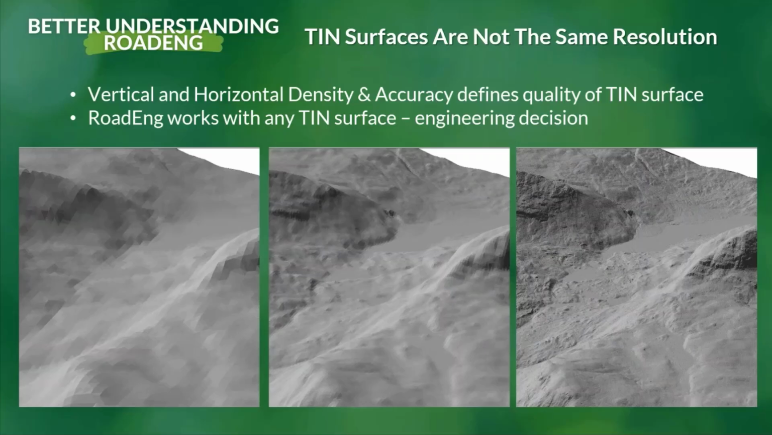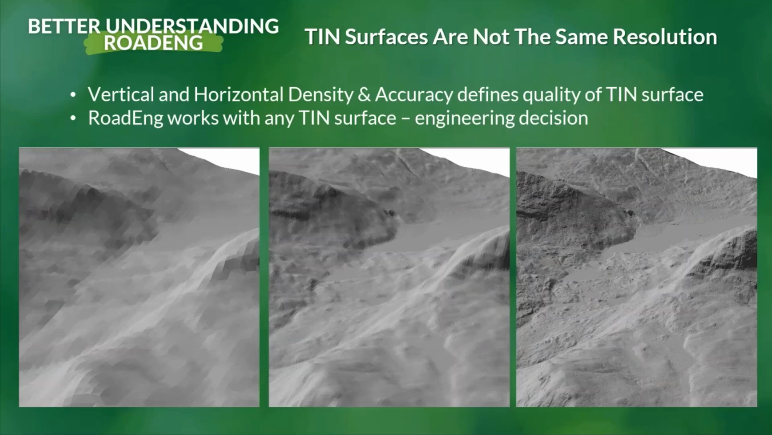Now, a really big important note, not all tin surfaces are the same resolution or the same accuracy. And as you can see here in the 3 images on the screen, take, for example, the one on the far left, this is low resolution SRTM data. And on the far right, pretty much the complete opposite, we've got much higher resolution LiDAR data. Now, the vertical and horizontal density of the points and their accuracy is going to give us the quality of the tin surface. So if you had the option between the 3 choices, obviously the higher resolution the data, the more dense it is, the higher quality it is.